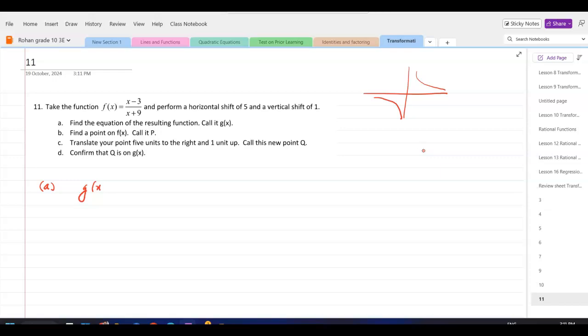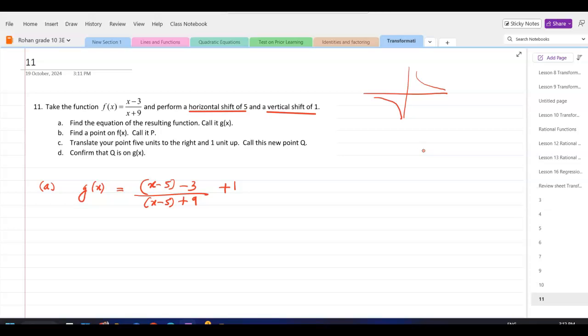So x minus 3. But what did you do about the horizontal shift of 5? Nothing. You left it as x minus 3 only. No, it would be x minus 5. Replace all the x by x minus 5. So x minus 5 minus 3, and then x minus 5, x plus 9. Oh, just plus 9. That's what I was saying. And plus 1. Oh, yeah, plus 1, the vertical shift.